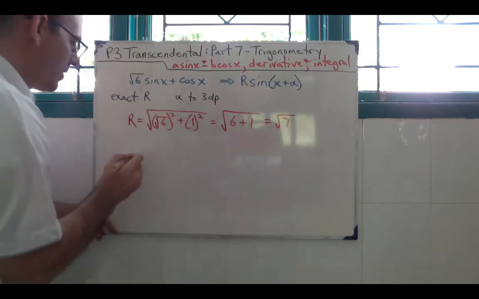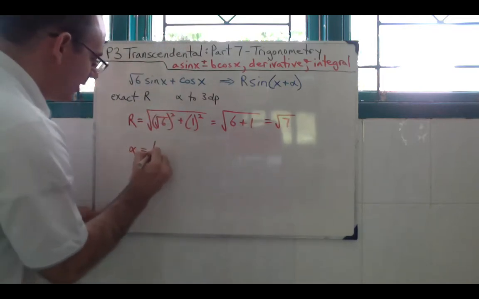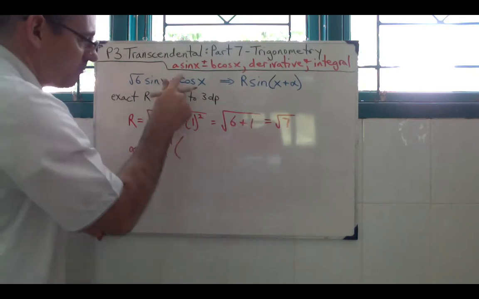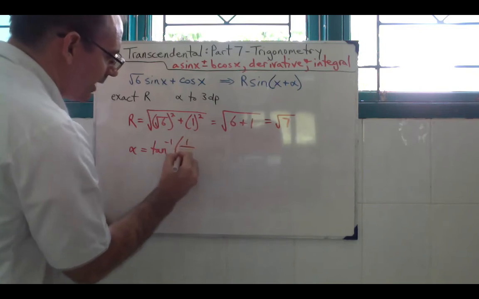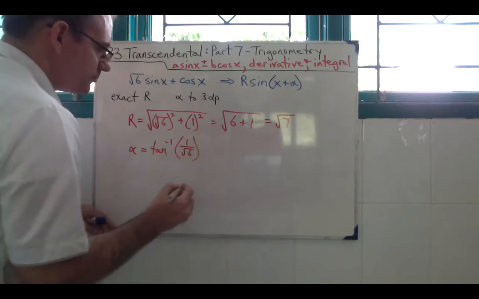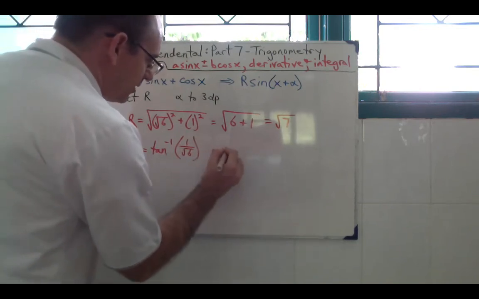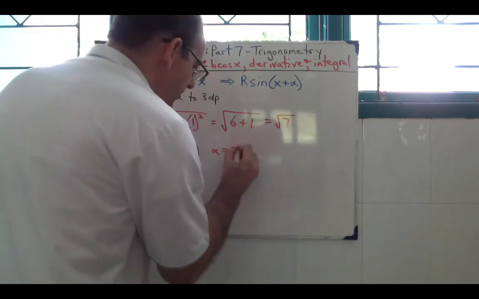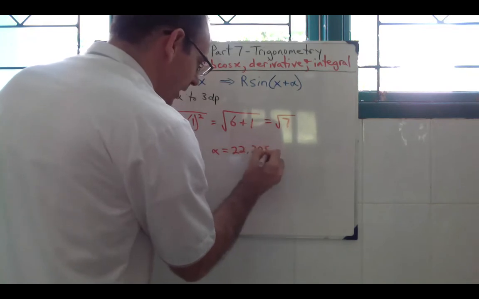And then for the alpha, we do the inverse tangent of b over a. b is an understood 1, a is the root 6. And so when we do this, we get our alpha is equal to 22.208 degrees.